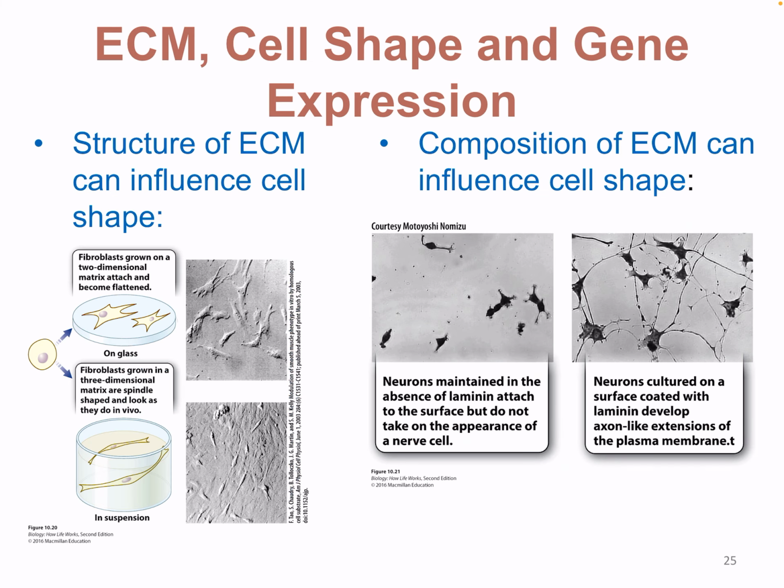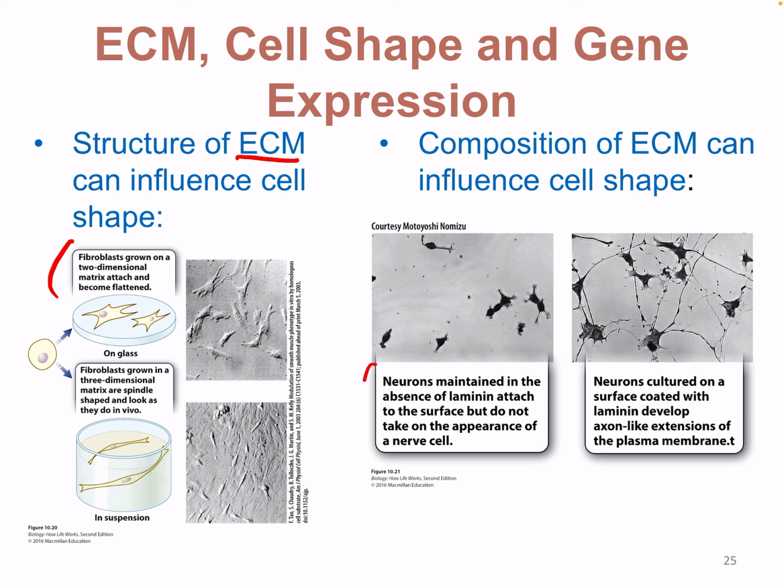So, cell shape and gene expression. The structure of the ECM can influence the shape. So, for example, fibroblasts grown on a two-dimensional matrix attach and become flattened. In comparison, when fibroblasts are grown in a three-dimensional matrix, they are spindle-shaped and look like they do in vivo, so like they're formed in our body.